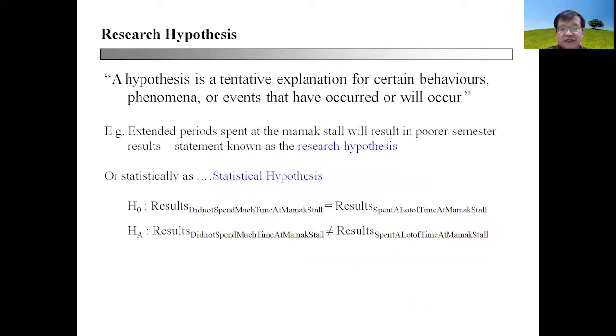In addition to research hypothesis, you can also have a statistical hypothesis. Since we know that research hypothesis is actually a statement, statistical hypothesis, on the other hand, is typically expressed as equation comprising of H null and H alternative. For example, if we talk about a research hypothesis saying that an extended period of time spent at Mamak store will result in poorer semester results, in terms of statistical hypothesis, this can be expressed in terms of the equation depicted here on your screen.